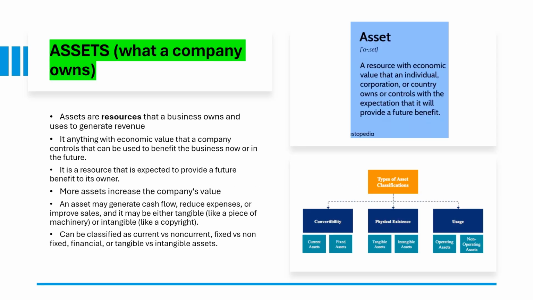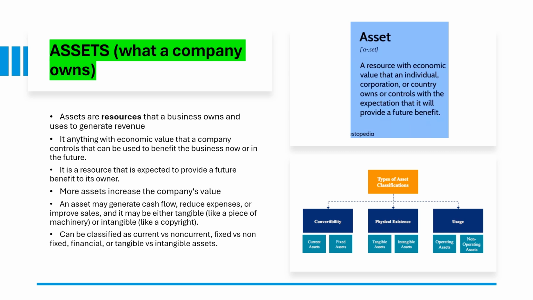Let us look closely at the three components of the accounting equation. First one is assets. It's what a company owns. As a definition, an asset is a resource with economic value that an individual, corporation, or country owns or controls with the expectation that it will provide a future benefit. In accounting terms, assets are resources that a business owns and uses to generate revenue. It is anything with economic value that a company controls and can be used for future benefits. It is a resource that can be used to provide future production and generate future profitability.